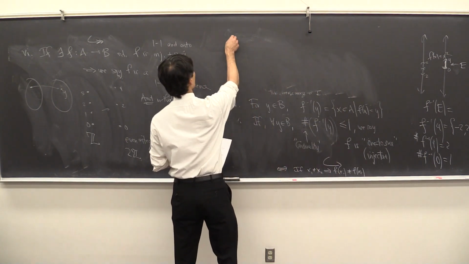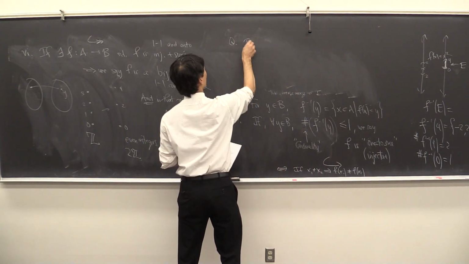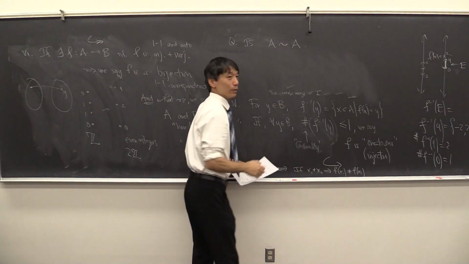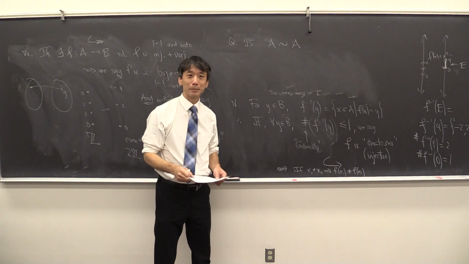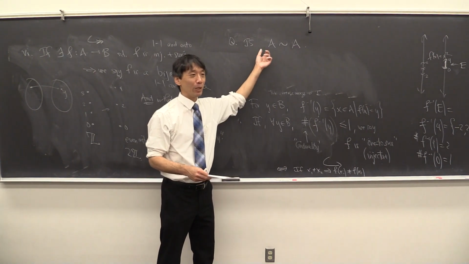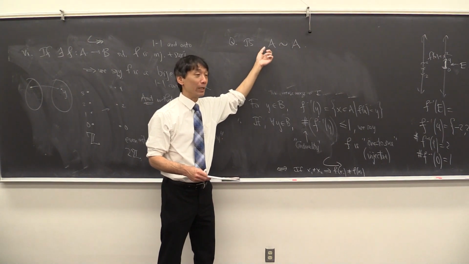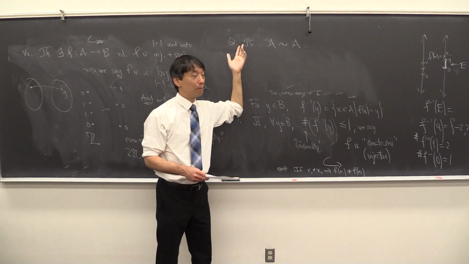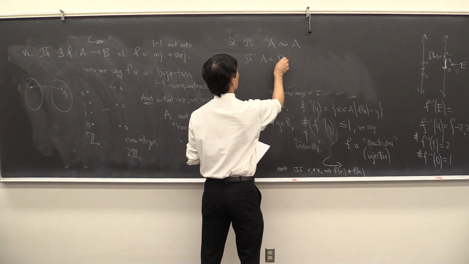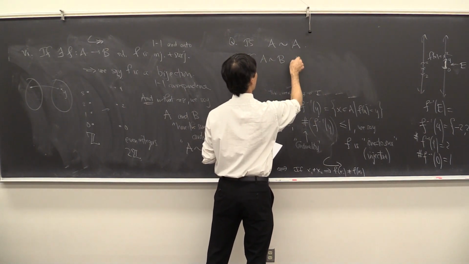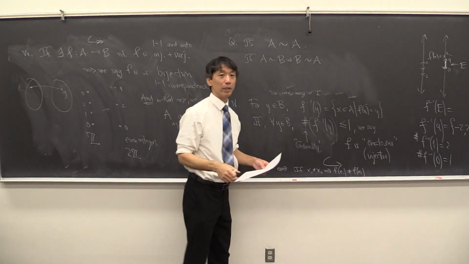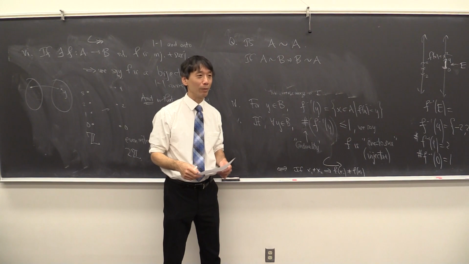Okay, so let me ask you some questions. One, does a set have the same cardinality as itself? Sure, right? Because you can create a one-to-one onto map from the set to itself, namely the identity map. If A has the same cardinality as B, does that imply that B has the same cardinality as A? Sure, why?